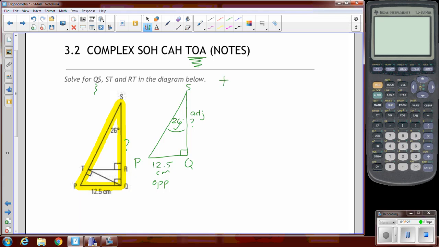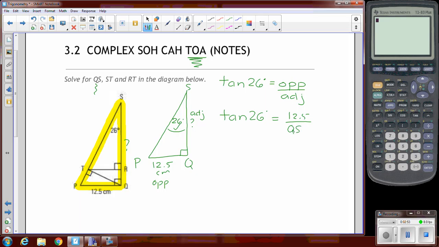So I'm going to start the question by saying the tan of that reference angle, which is 26 degrees, is the opposite side divided by the adjacent side. So the tan of 26 degrees, the opposite in my diagram is that 12.5 centimeters, and the adjacent is the side I'm looking for. I could put that as a question mark, I could write adjacent, but I'm going to put QS because that's how the question is actually identifying that side.